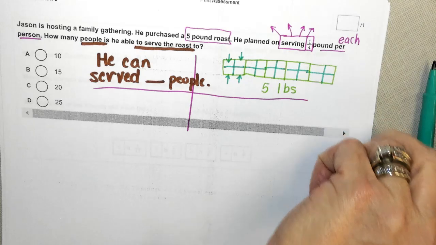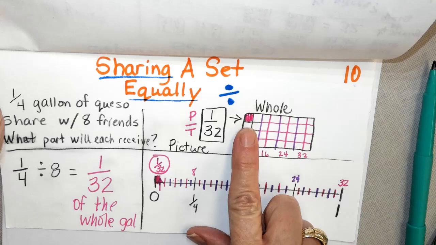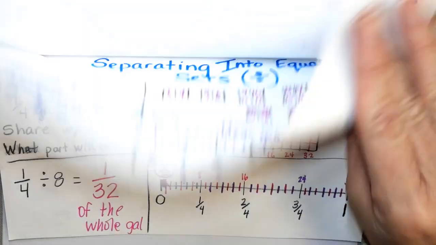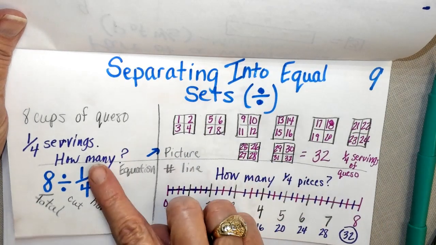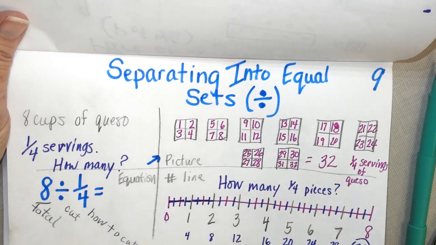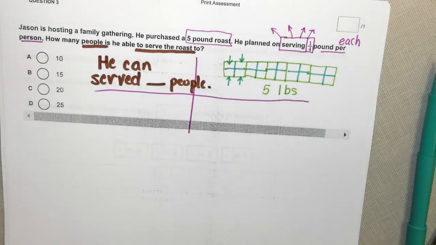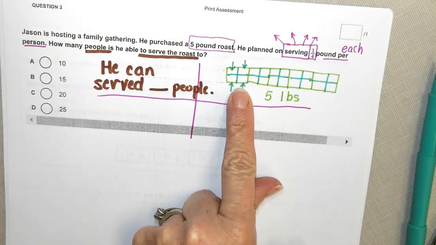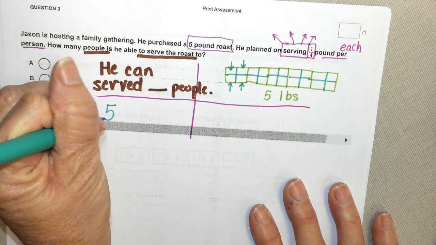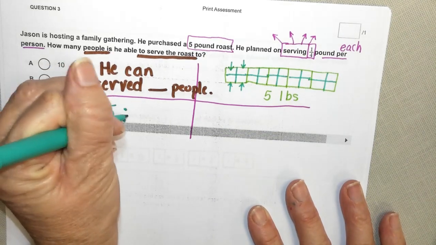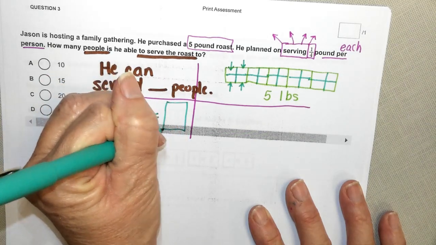I'm going to go back to my book, and I'm going to think about, what action could this be? Does this look like sharing a set? Not really. Does it look like separating into equal sets? Oh, it kind of does look like separating into equal sets. It looks like instead of us taking 8 and dividing it by 1/4, maybe I might be taking the number 5 and cutting it into 4s. In fact, that's exactly what we're doing. We're taking the whole number 5 and we're dividing that into 1/4 servings. Then we can figure out how many servings there will be.